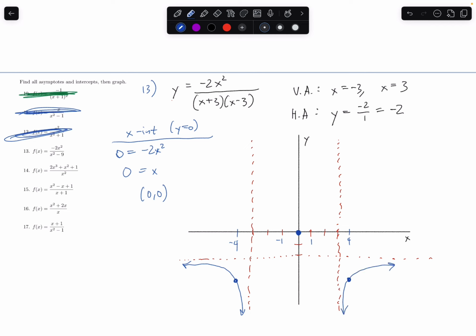Something like that. Now, if you don't believe this point here, you can actually just check f of positive 4, but you'll see that you're getting the same thing. And if I think about it, that makes sense, right? Because if you plug in 4, you're going to have 4 minus 3 is 1. And then here, 4 plus 3 is going to be 7. And the top is still going to be that same negative 32.